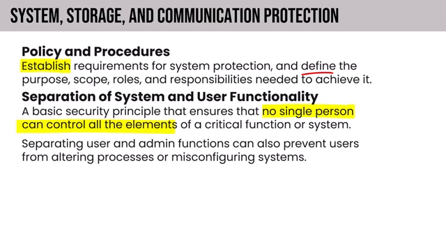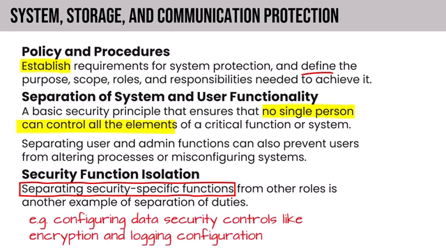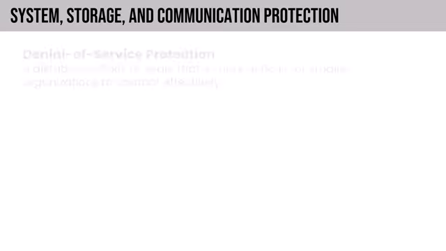And separating user and admin functions can also prevent users from altering processes or misconfiguring systems, sometimes unintentionally. Security function isolation, separating security-specific functions from other roles, is just another flavor of separation of duties, really. Configuring data security controls like encryption and logging configuration would be perfect examples of that security function isolation.